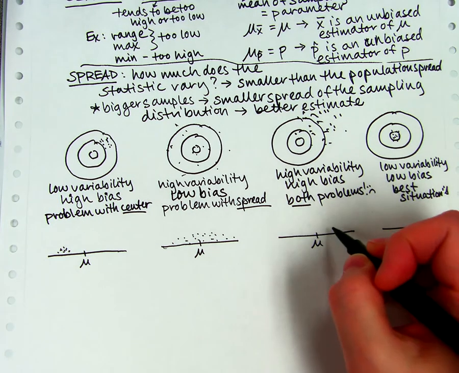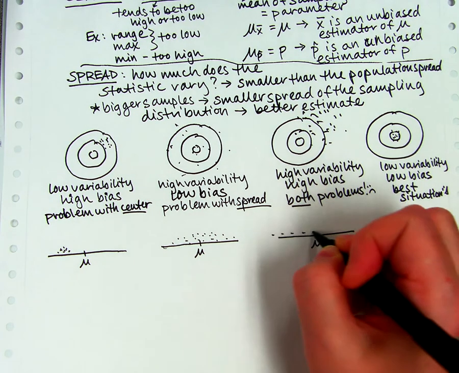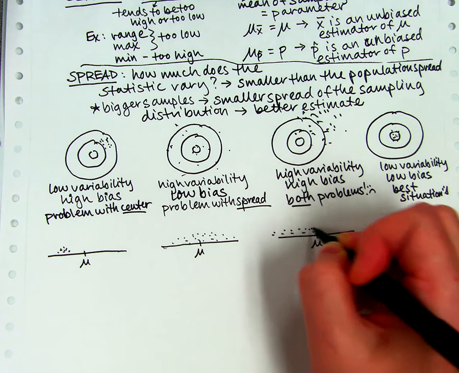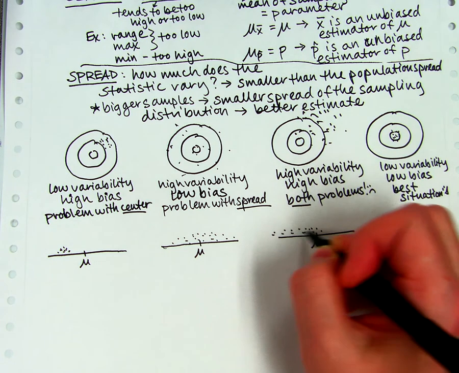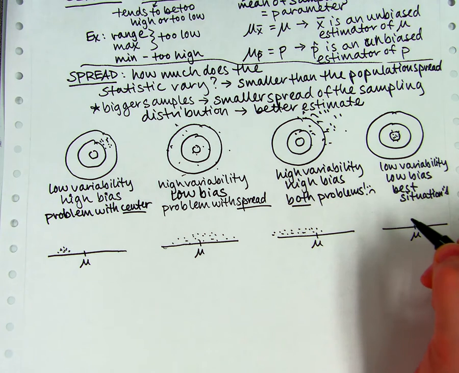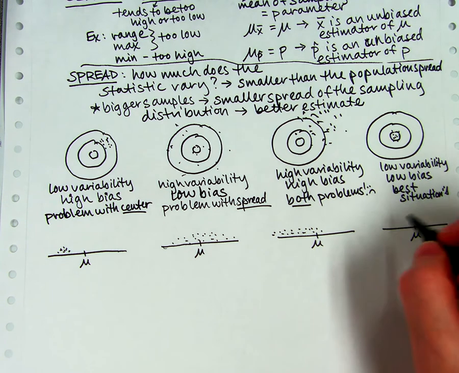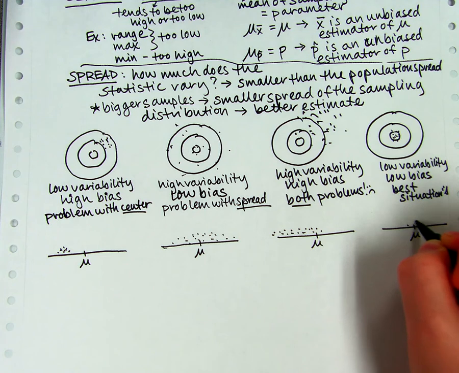Here's a person with high variability and high bias. Maybe they're really spread out and maybe a few of them are above the mean, but a lot of them are below. So high variability, high bias is bad. We could work on fixing that, of course, but then what we really want is centered around the mean and clustered all in one place.